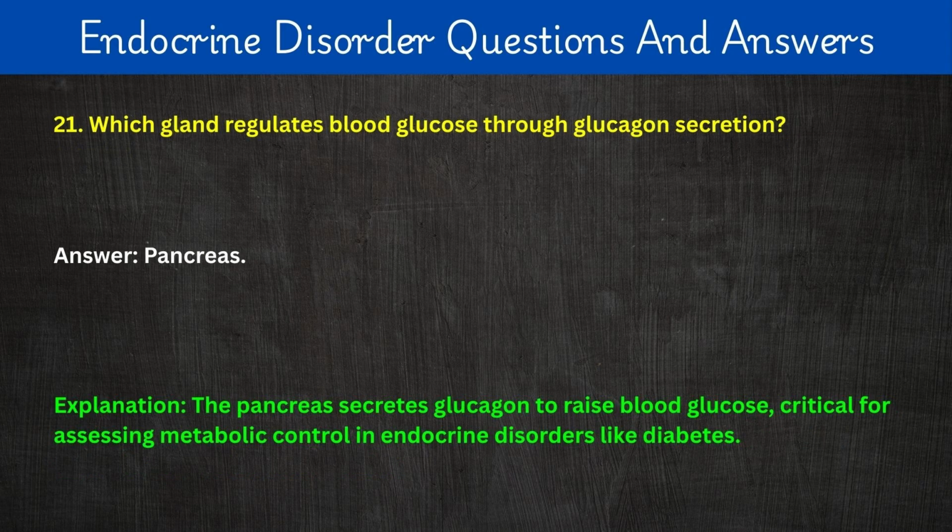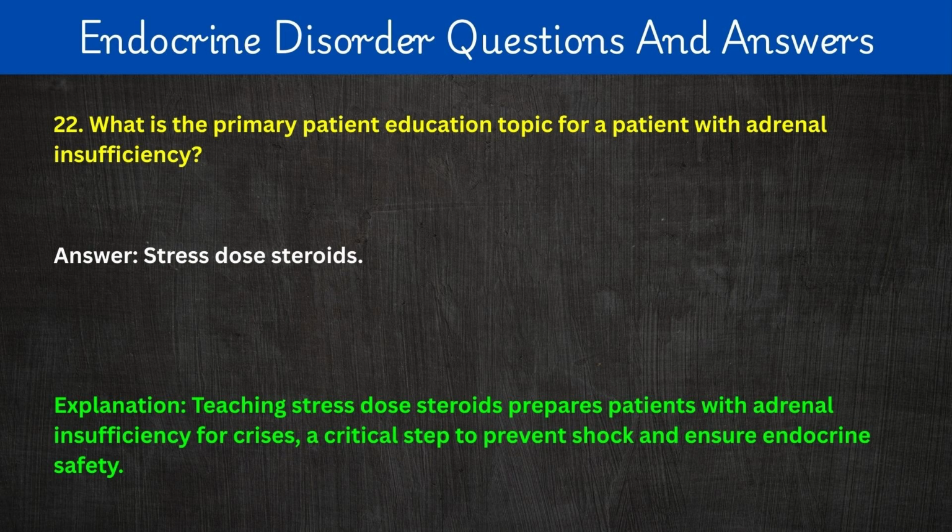21. Which gland regulates blood glucose through glucagon secretion? Answer: Pancreas. Explanation: The pancreas secretes glucagon to raise blood glucose, critical for assessing metabolic control in endocrine disorders like diabetes.